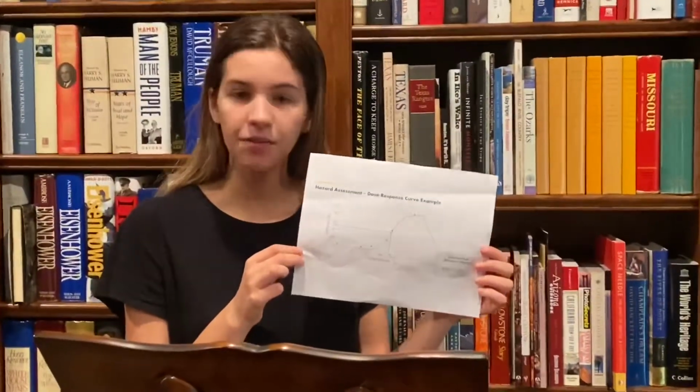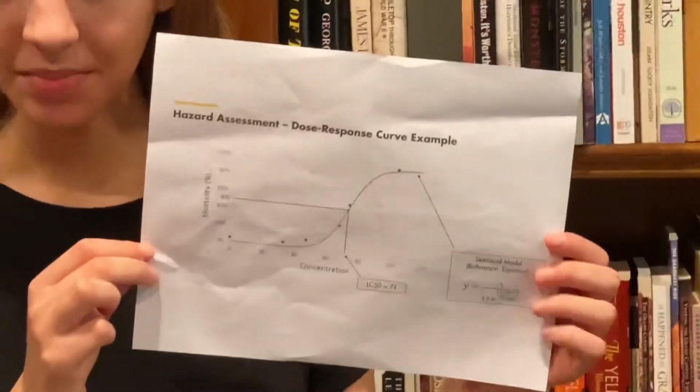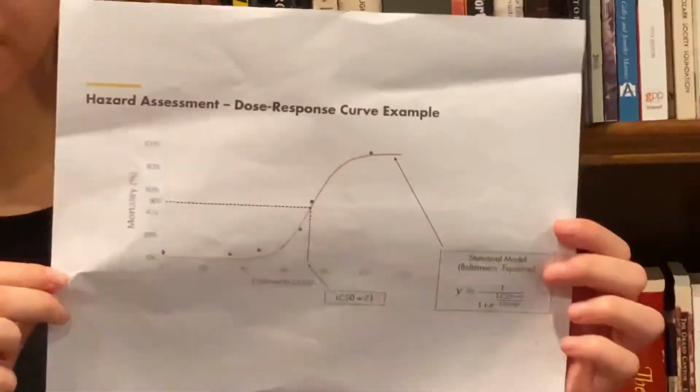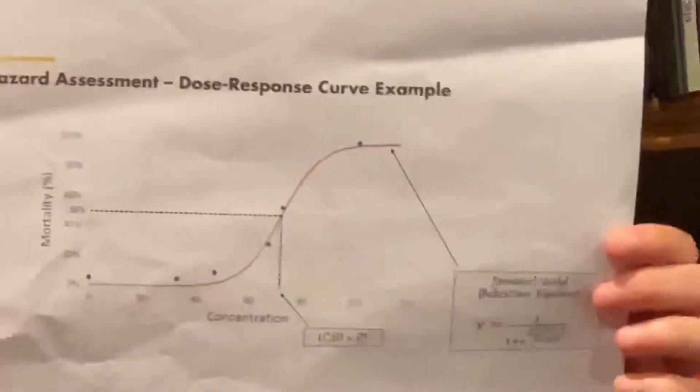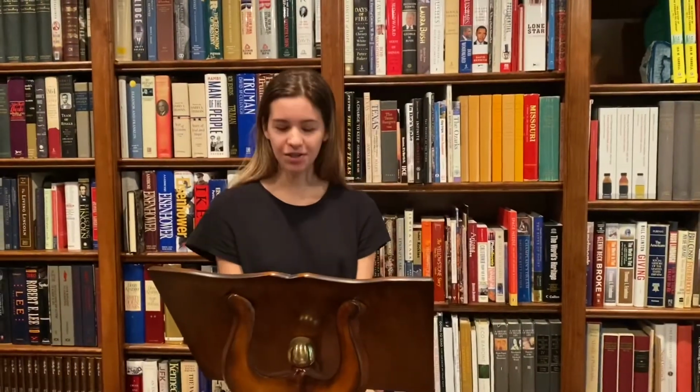Here is an example of the dose-response curve. The Boltzmann equation uses the 50% of mortality and the slope as parameters to find the curve that best fits the data plotted.